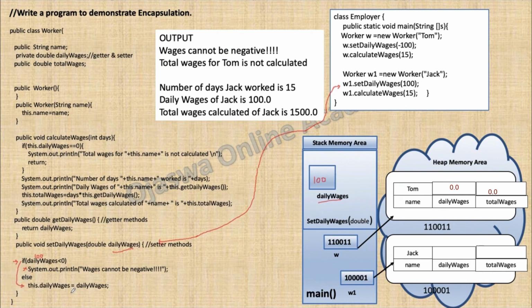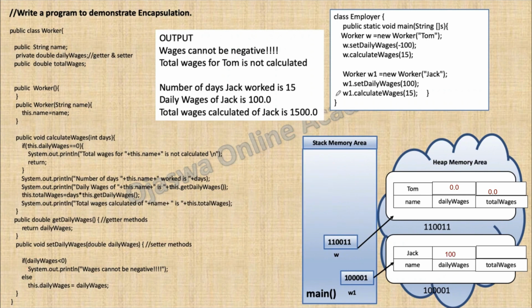And here we are writing the code: this.dailyWages, that is instance variable dailyWages, is equal to local variable dailyWages, that is 100. Hence, the value of the instance variable dailyWages belonging to object w1 is assigned 100. After the execution of this method is done, the memory reserved for this local variable dailyWages is released from the stack. Control goes back and the next statement executed is w1.calculateWages.